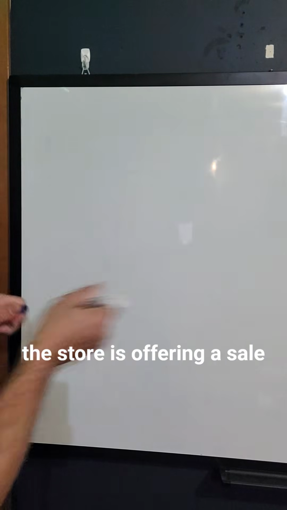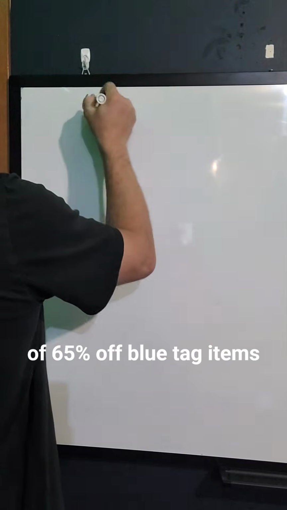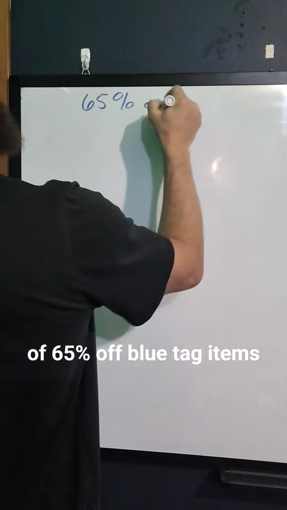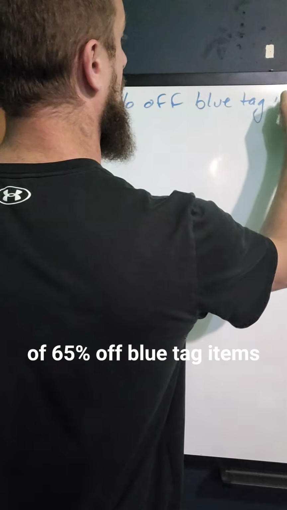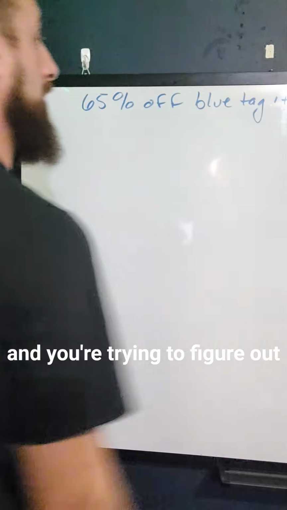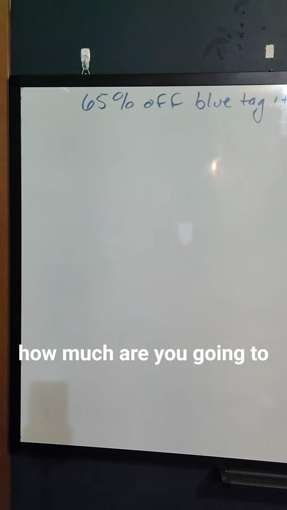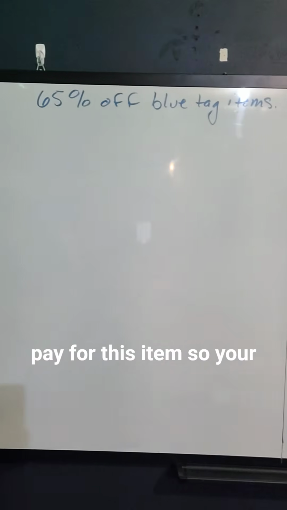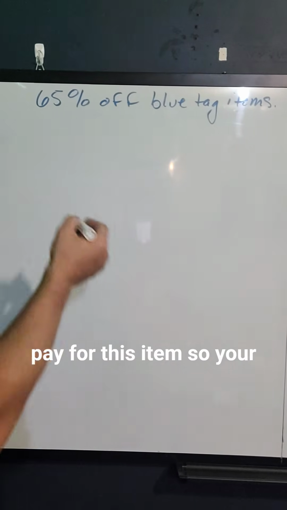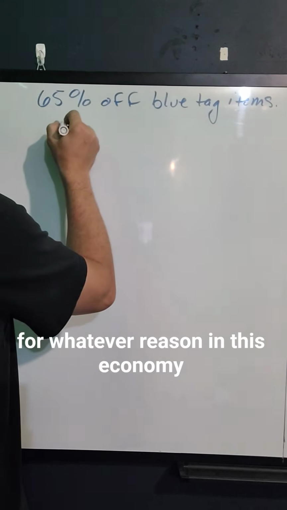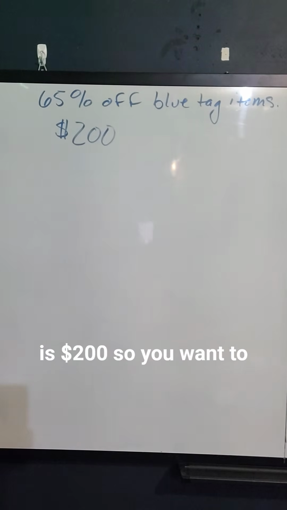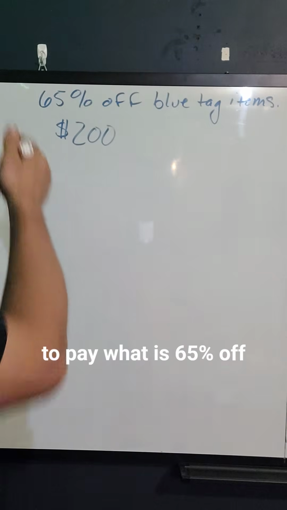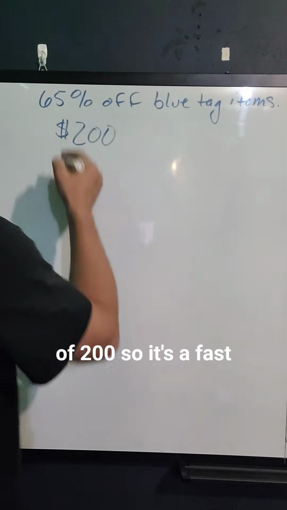And let's say you're going to a store and the store is offering a sale of 65% off blue tag items. And you're trying to figure out how much you're going to pay for this item. So your item that you want to buy, for whatever reason in this economy, is $200. So you want to know how much are you going to pay? What is 65% off of 200?